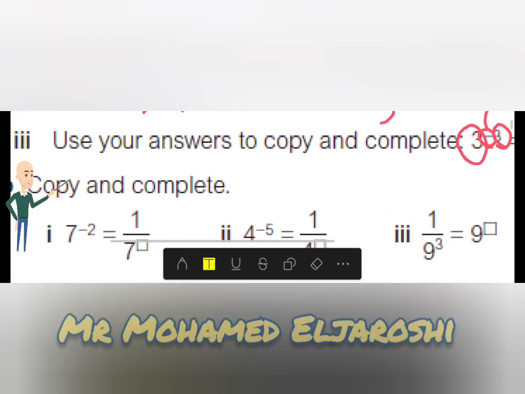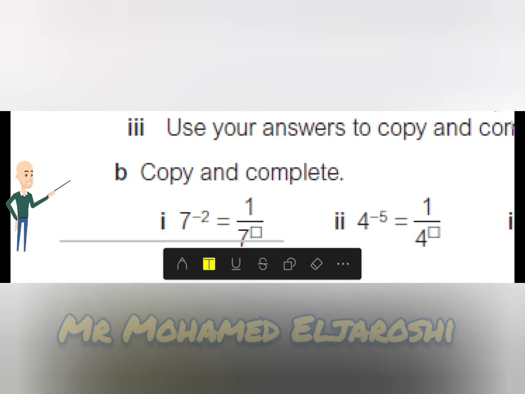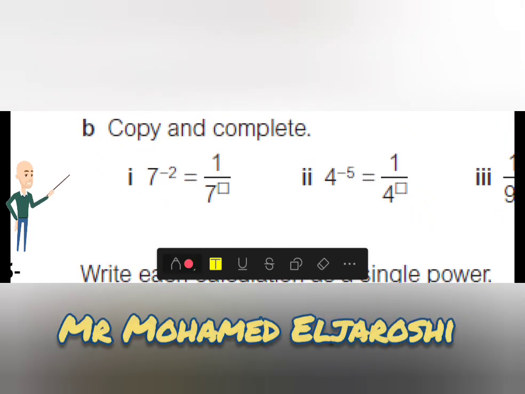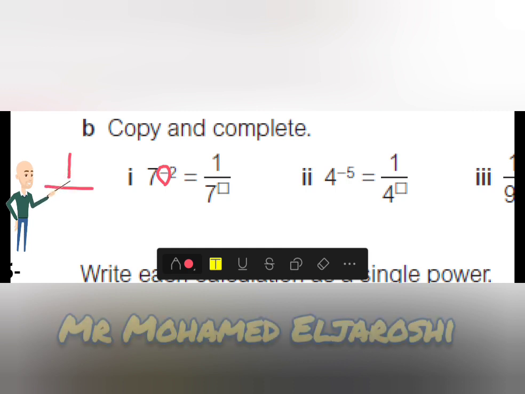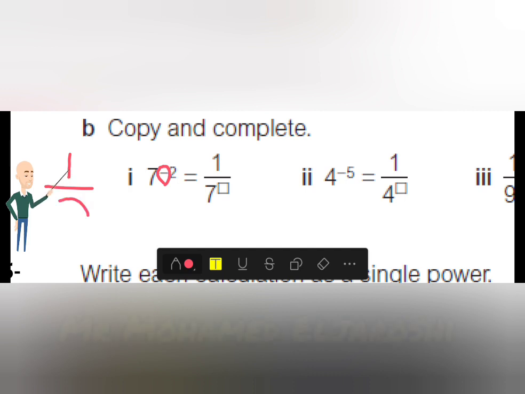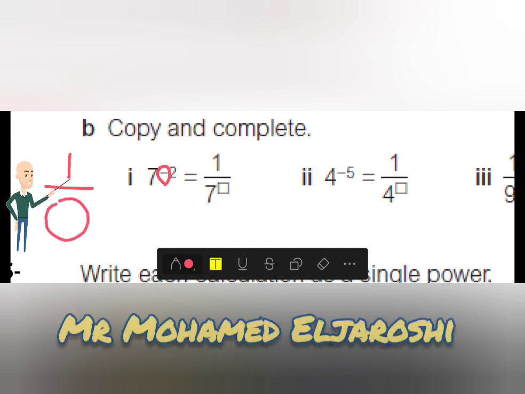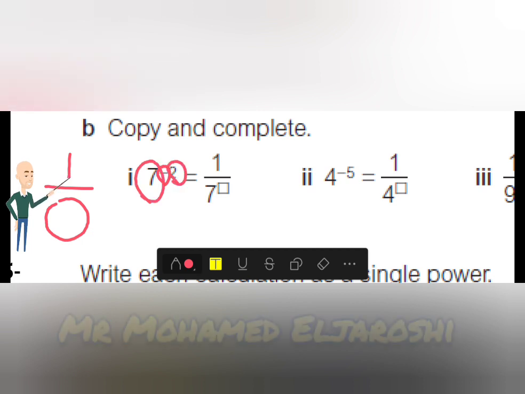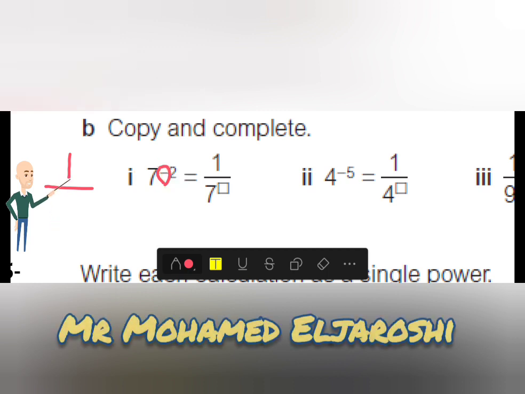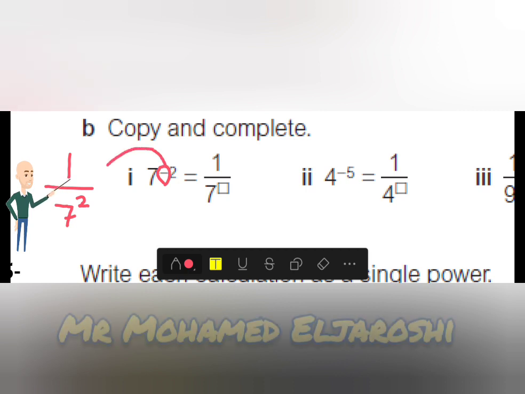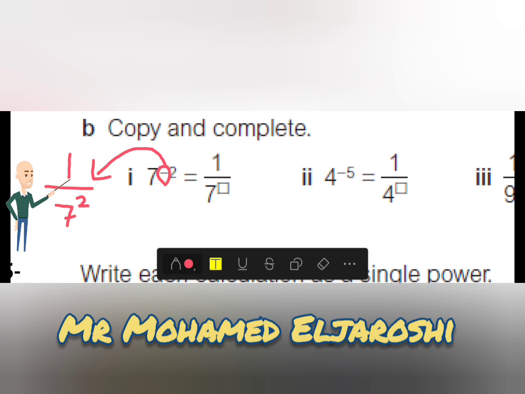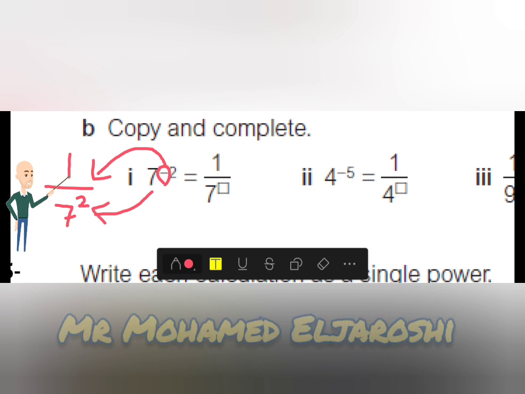Here, copy and complete. Same idea here. As we said, if you have a negative power, the negative power means 1 divided by. And then you complete what's in the denominator by putting the base number and the power without the negative. So it's going to be what? Very good, 7 power of 2. So the idea is taking the negative and putting 1 divided by, and then the base number and the power, you put it in the denominator part.